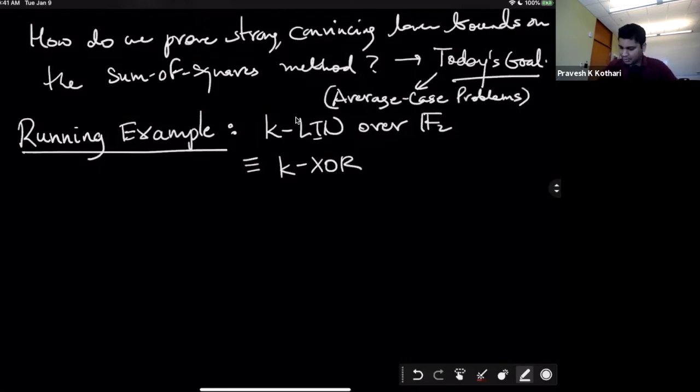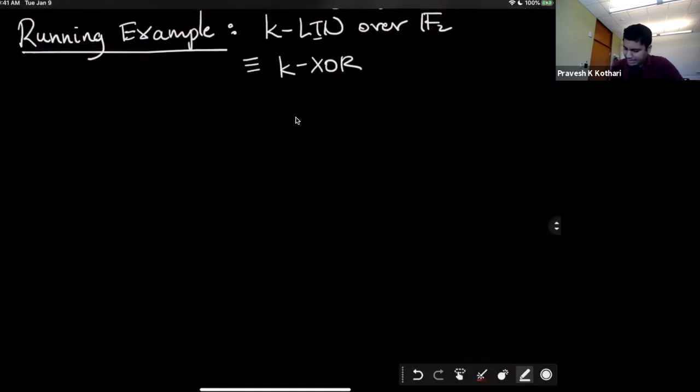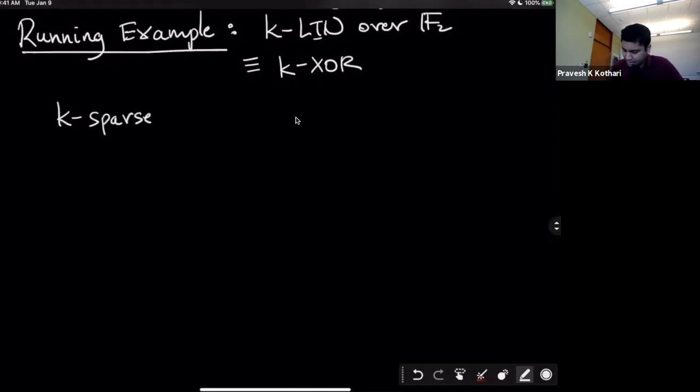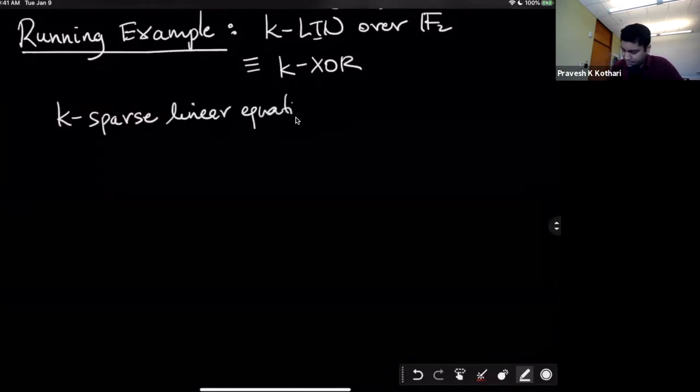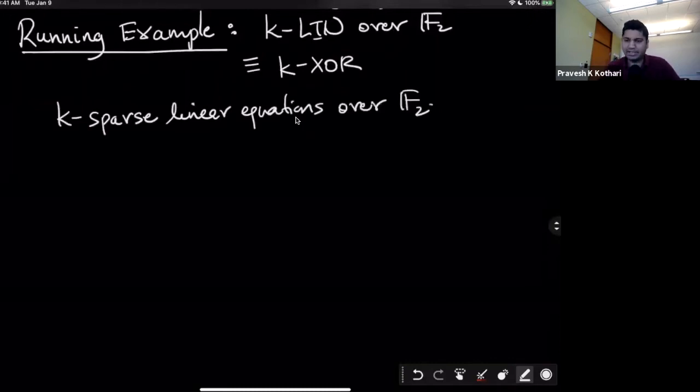Good. So let's come back and look at what this K-lin, K-XOR problem is. Okay. So it's very, very simple. This is just some fancy terminology for k-sparse linear equations over the simplest field you can think of, the field of two elements. So how do linear equations over the binary field look?